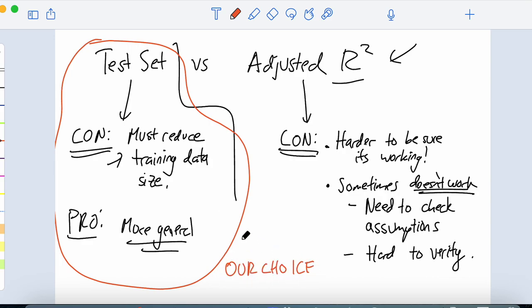Of course, the adjusted R-squareds, you can study them and get your PhD in adjusted R-squareds if you want. But we're going to stick with this one because it's very general, it's easy to apply. The big downside is you reduce your set by a bit, and we'll talk about different ways to mitigate that. So we talked a little about leave-one-out or cross-validation, which try to help you recover bigger training set sizes. So we'll talk about that as we go. But we're always going to do stuff with the test set.